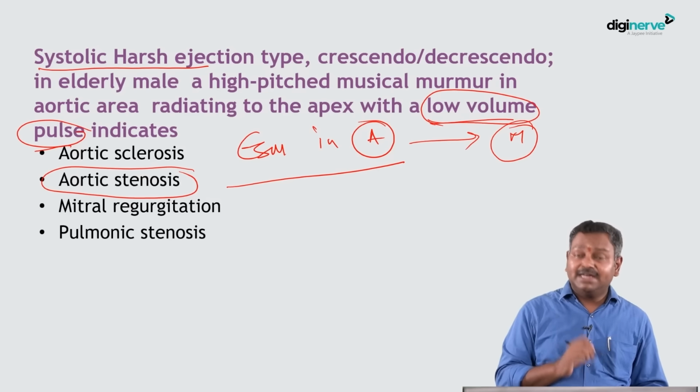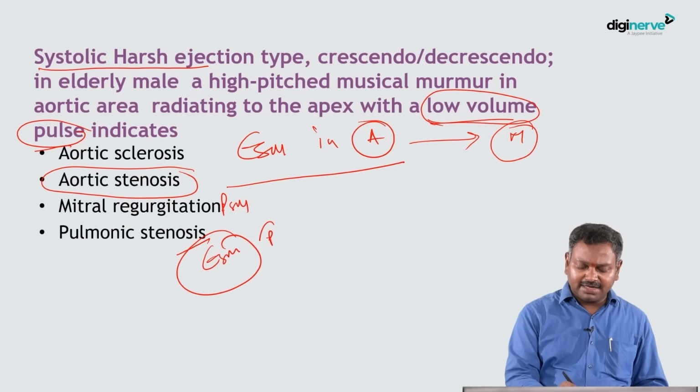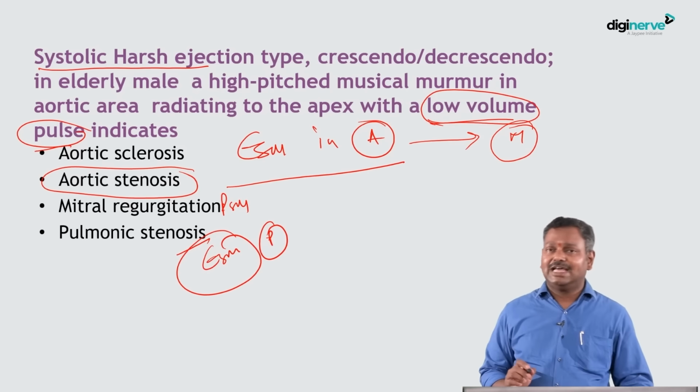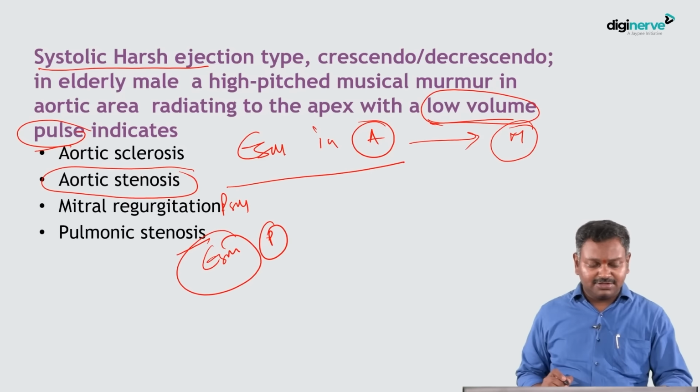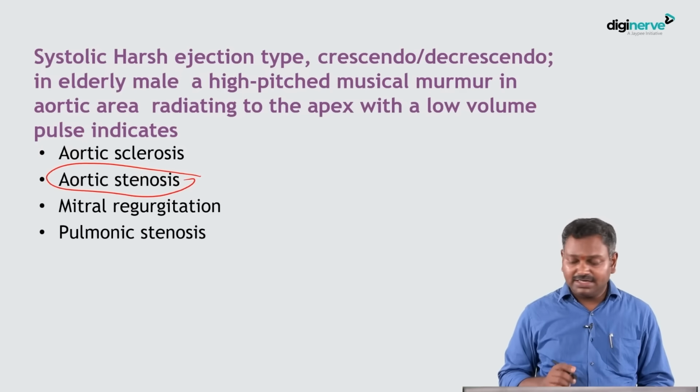So the correct option is aortic stenosis. Mitral regurgitation gives a pansystolic murmur in the mitral area. Pulmonary stenosis gives an ejection systolic murmur in the pulmonary area and it does not radiate to the apex, so that is wrong. The answer for this is aortic stenosis and it is not aortic sclerosis.